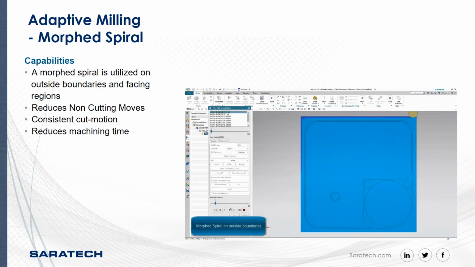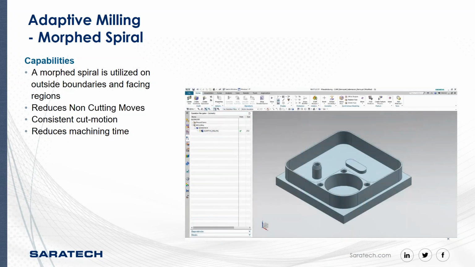Now, with adaptive milling, one of the patterns is called a morphed spiral. The morphed spiral is utilized on outside boundaries and facing regions. It reduces non-cutting moves, gives you a consistent cutting motion, and reduces the machining time. And that's why you see other software out there that specializes strictly in roughing, like iMachining or Volume Mill. That's what Siemens and NX have done: they've put together a cycle that has the same types of parameters and toolpath generation that those software packages use, for high volume material removal.